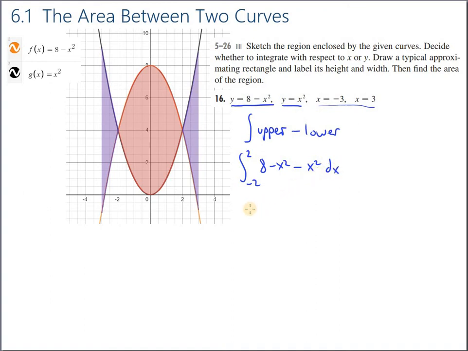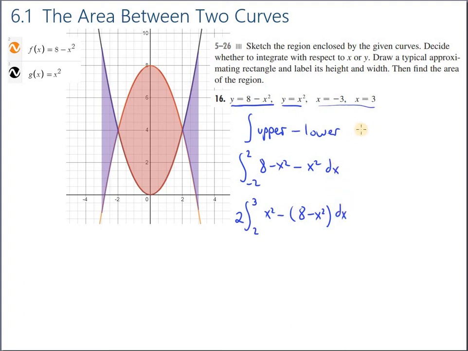Then we'll also have to do a separate integral from 2 to 3, where the upper function is x squared and the lower function is 8 minus x squared. Technically, we'd have to do that from -3 to -2 as well. But notice that these curves are exactly symmetric, and we're finding areas, so I'm just going to double that rather than doing two separate integrals.